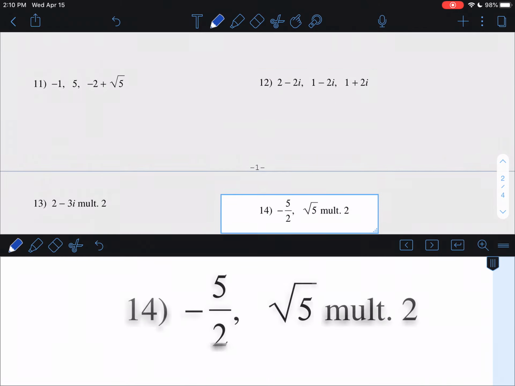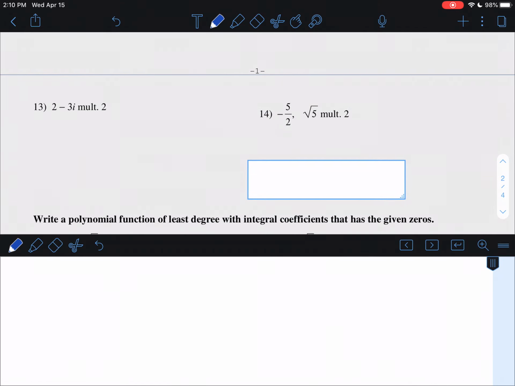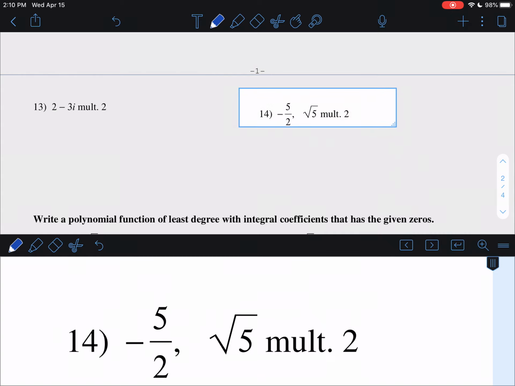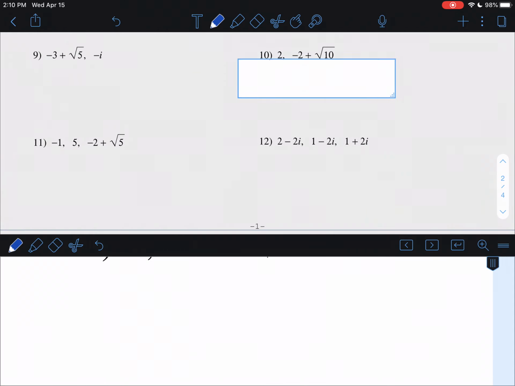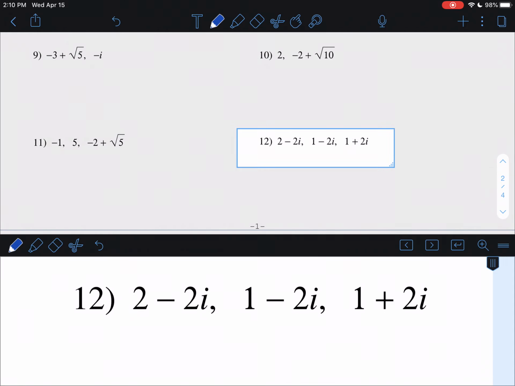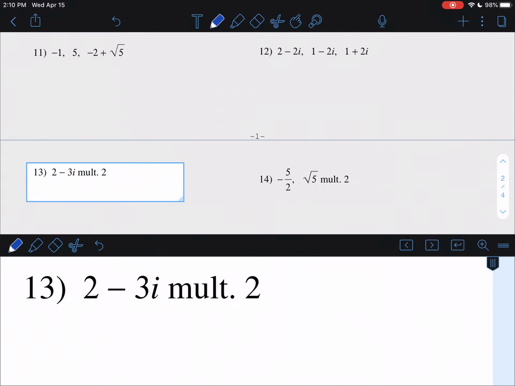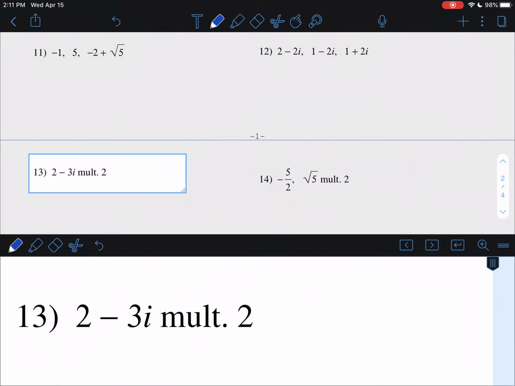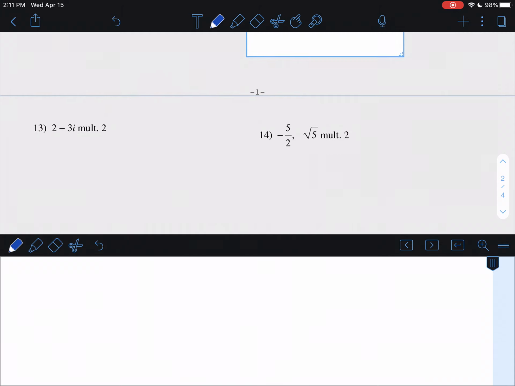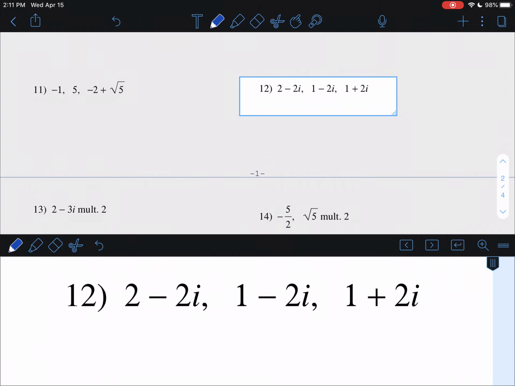Irrational numbers, irrational numbers. Let me see this one. I like number 12. Also, when you do this, skip 13 and 14. We don't really care about the multiplicity ones right there. But I'll do number 12.